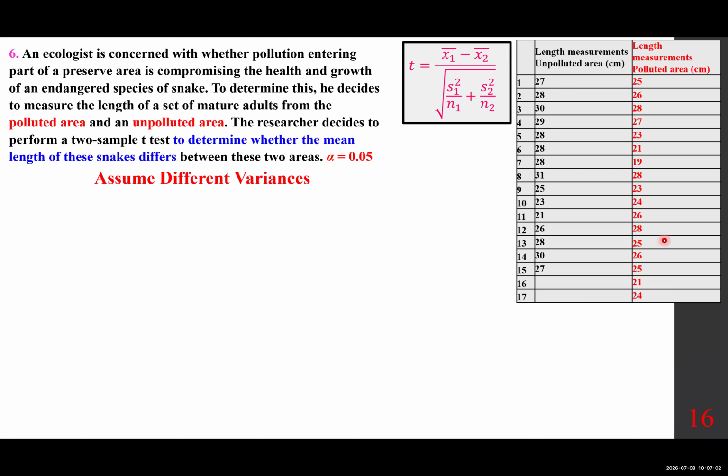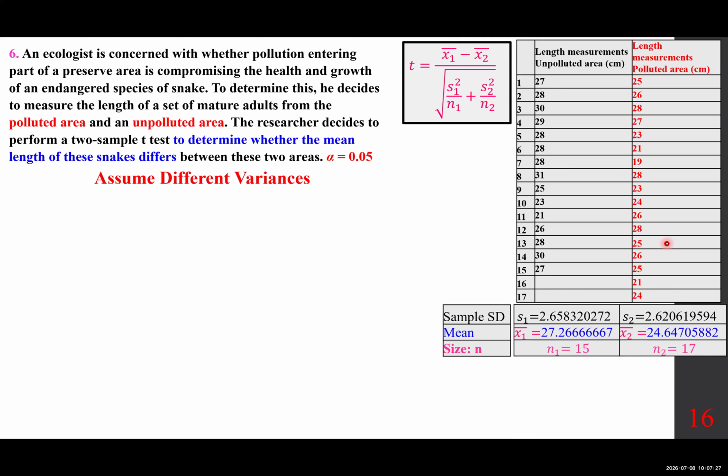So for each group, we have to calculate the sample standard deviation, mean, and size. Obviously, the size for this one is 15. For this group is 17. You calculate the mean, that means add them up, divide by size. You use the standard deviation formula to calculate that, and you do that for both groups. So that's what we need to begin with, everybody.